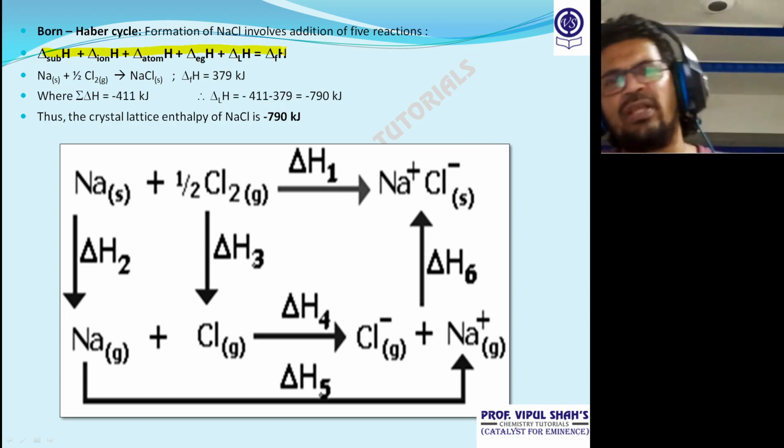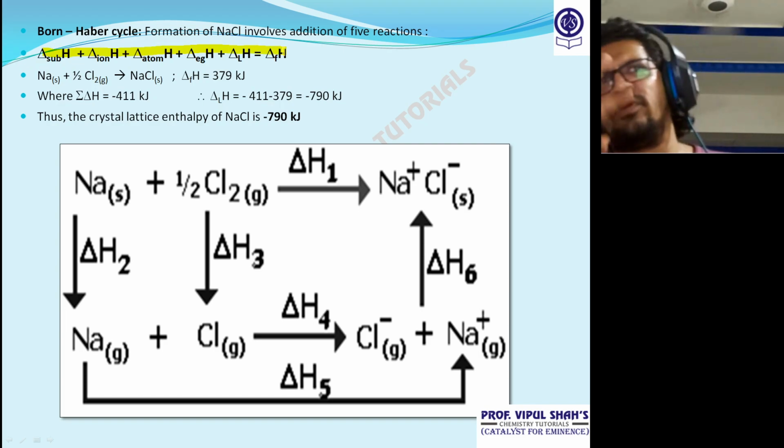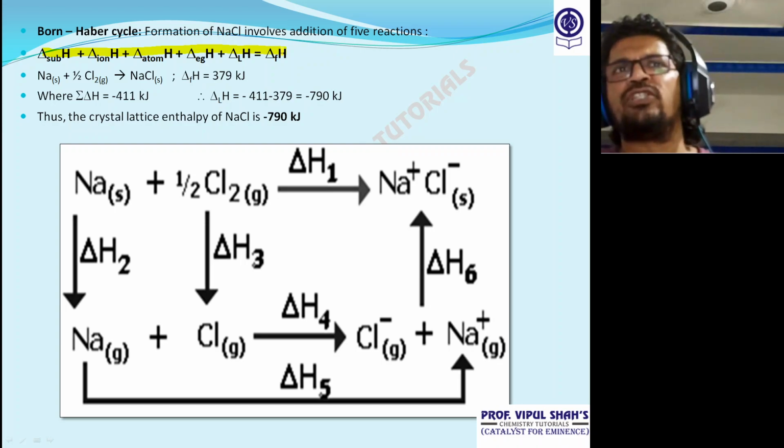Numericals also work the same way. They will give you all the variables except one, and you find the one which is missing. Like for example, in this, lattice energy is to be found. That's one.